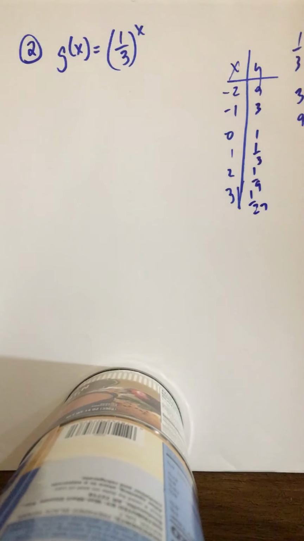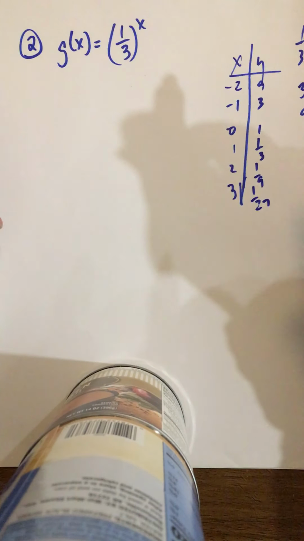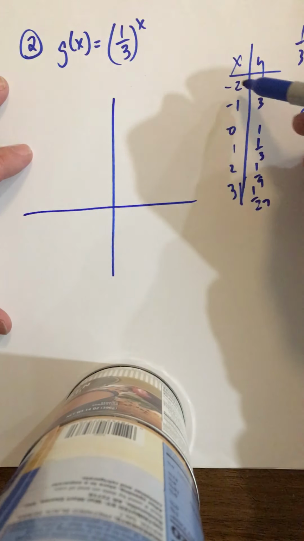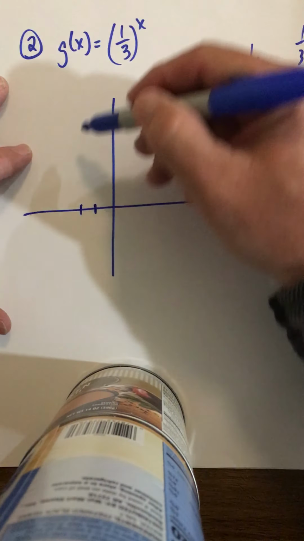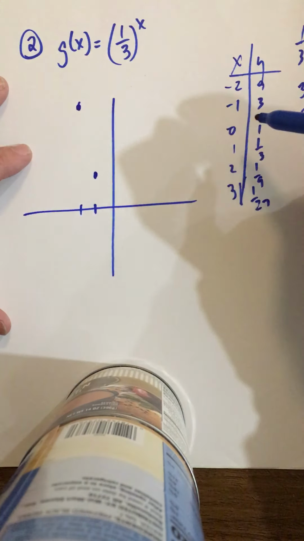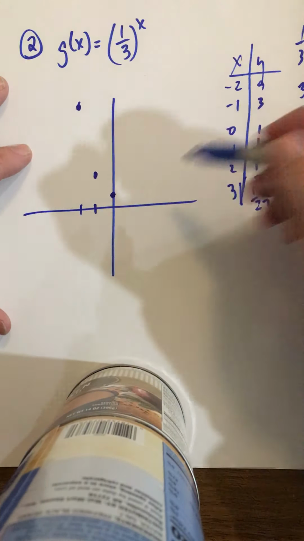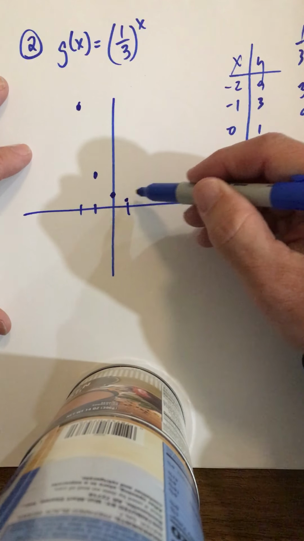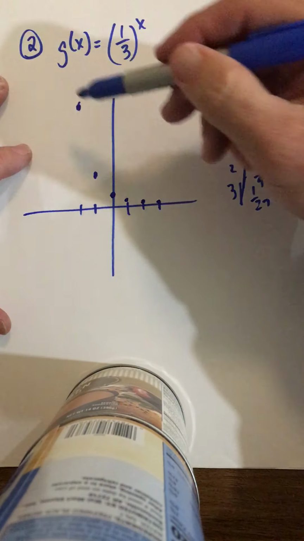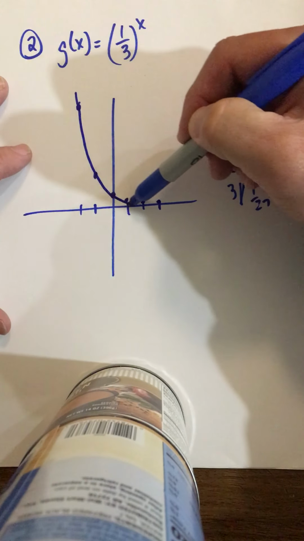So if we plot these points, I think we can come up with a nice little rule of what each one of these is supposed to be. You plot these points: (-2, 9), (-1, 3), (0, 1), (1, 1/3), (2, 1/9), (3, 1/27). I think you can see what's going on here.